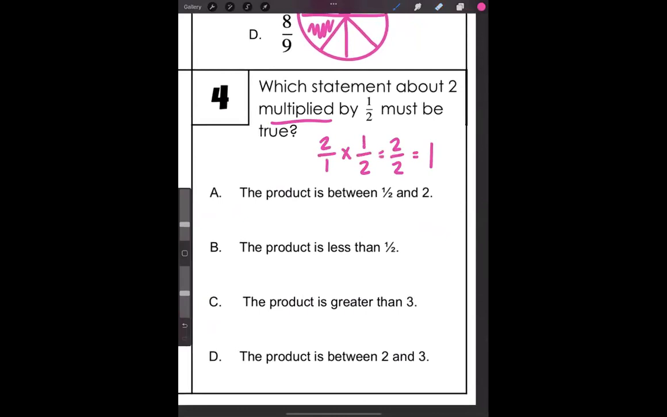So this answer choice D says the answer is between 2 and 3. 1 whole is not between 2 and 3. This one says it's greater than 3. 1 whole is not greater than 3. This one says it's less than 1/2. It's not less than 1/2. So this one says it's between 1/2 and 2. That means 1 whole is greater than 1/2 and it's less than 2 wholes. So that's our answer.